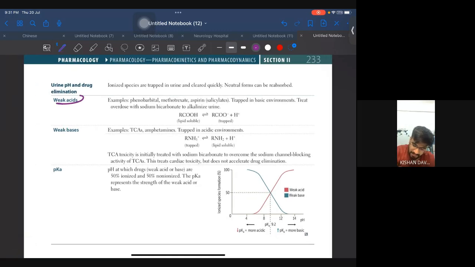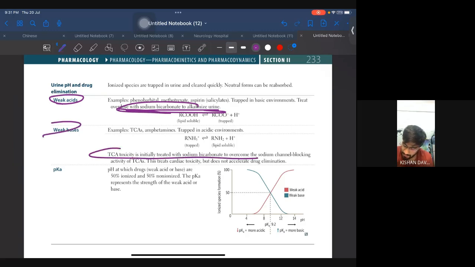Now coming to over here, what I did is: a weak acid overdose will be treated with sodium bicarbonate, and for weak bases, sodium bicarbonate is used to overcome the sodium channel blocking activity. That's it. You need to remember this here.